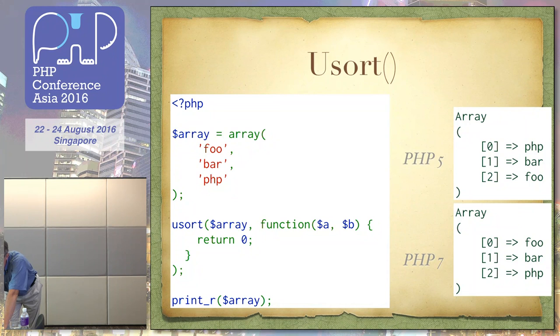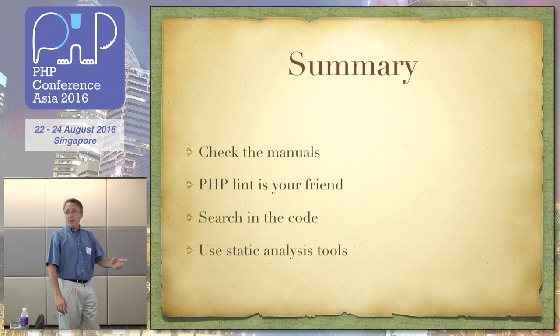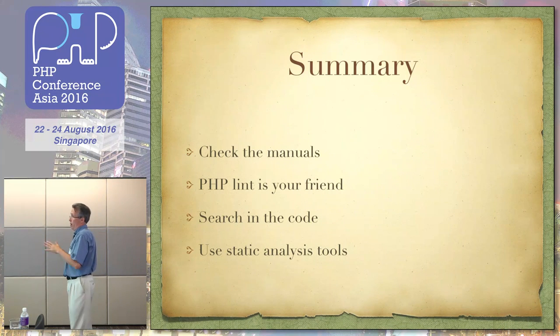So I'm going to let you go for lunch and just finish with a summary. Check the manuals, and PHP Lint is your first friend. If you're not using it at the moment on a regular basis on your code, for cleaning purposes, start with that. It's very fast to set up, and it's going to help you prepare your migration a lot. It's probably also going to help you clean your code, because newer versions of PHP usually help you clean code of the previous version. So even if you stay on 5.6, it's worth it.